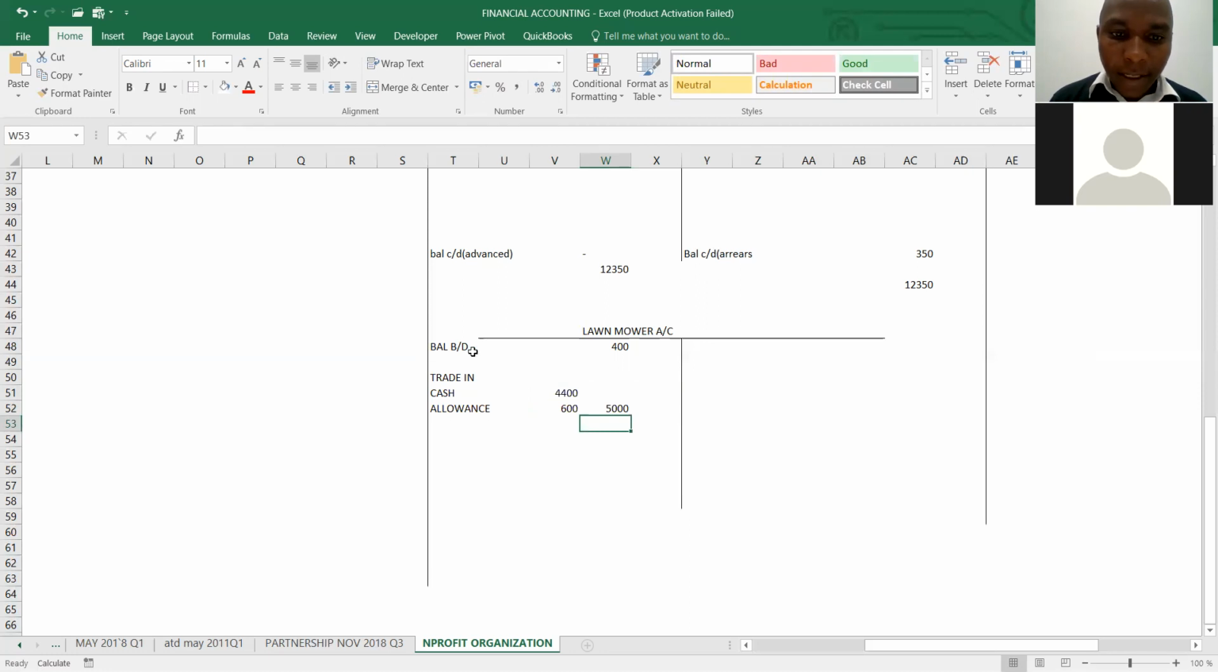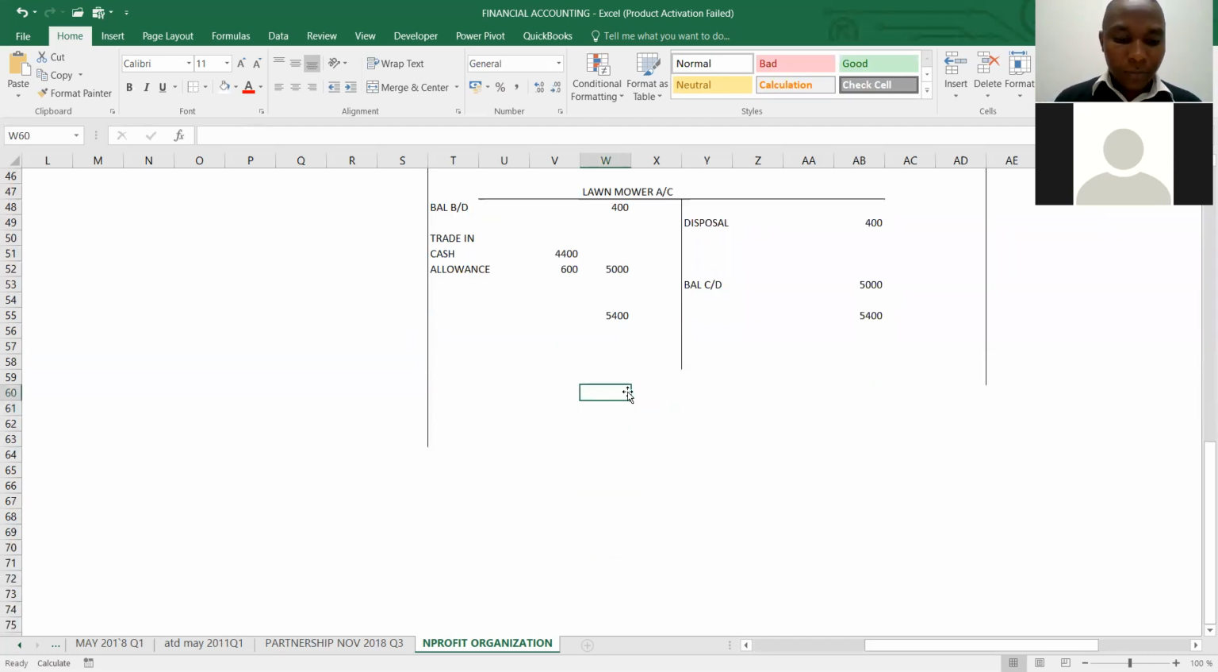And then because hii ilikuwa balance brought down, wakai dispose. So here lazima to dispose. Disposal ya 400. Meanwhile, our balance carried down itakuja 5,000, ndio balance ikuwe 5,400. Then because now we are saying we have a disposal account, let's open the disposal account. We check if it is a loss or a profit.